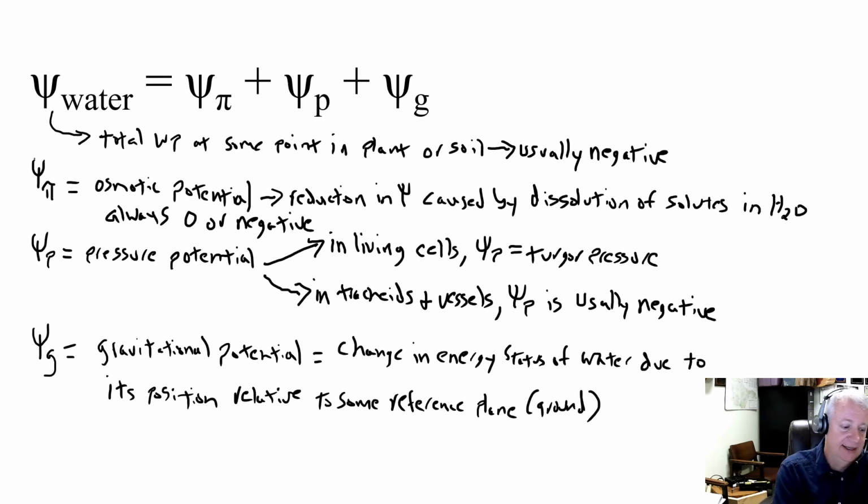So if we have that beaker of water at standard temperature and pressure, that has a water potential of 0. If we raise that beaker of water a meter above the lab bench, it now has a different energy status because it's been lifted above that reference plane of the lab bench. And the gravitational potential is just a function of height. Gravitational potential is plus 0.1 megapascals per 10 meters of height.